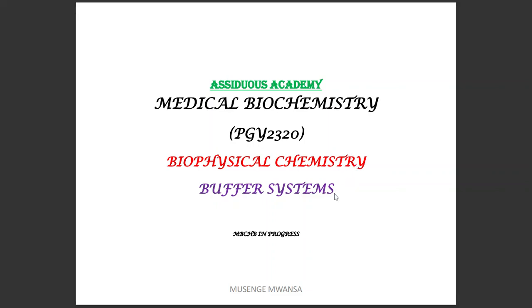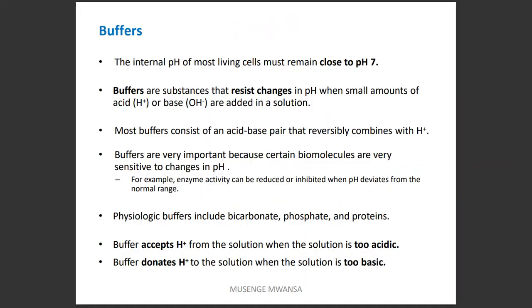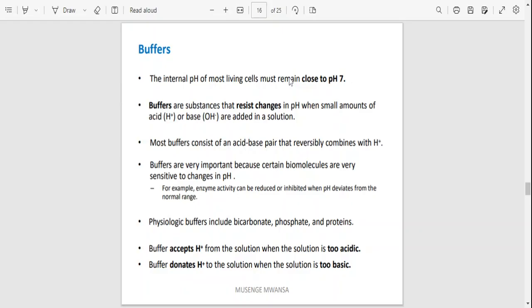Let's talk about buffer systems in the body. Most of the internal processes which happen in living organisms are supposed to remain within a narrow pH range of 7, meaning it's supposed to be mostly neutral. We can say from 6 to 8, an average of 7. So, buffers are substances that resist change in pH when small amounts of acid are added to them.